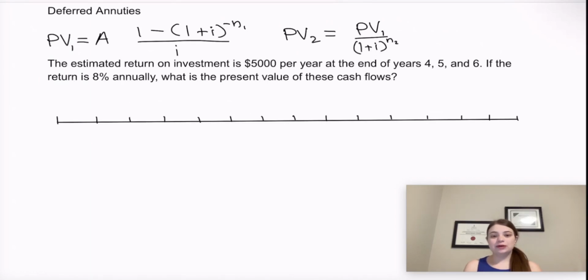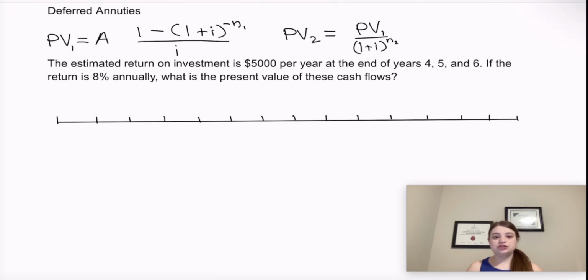So today we are going to be talking about finding the present value of a deferred annuity. So let's read the question and see what we can do here. The estimated return on investment is $5,000 per year at the end of years 4, 5, and 6. If the return is 8% annually, what is the present value of these cash flows?